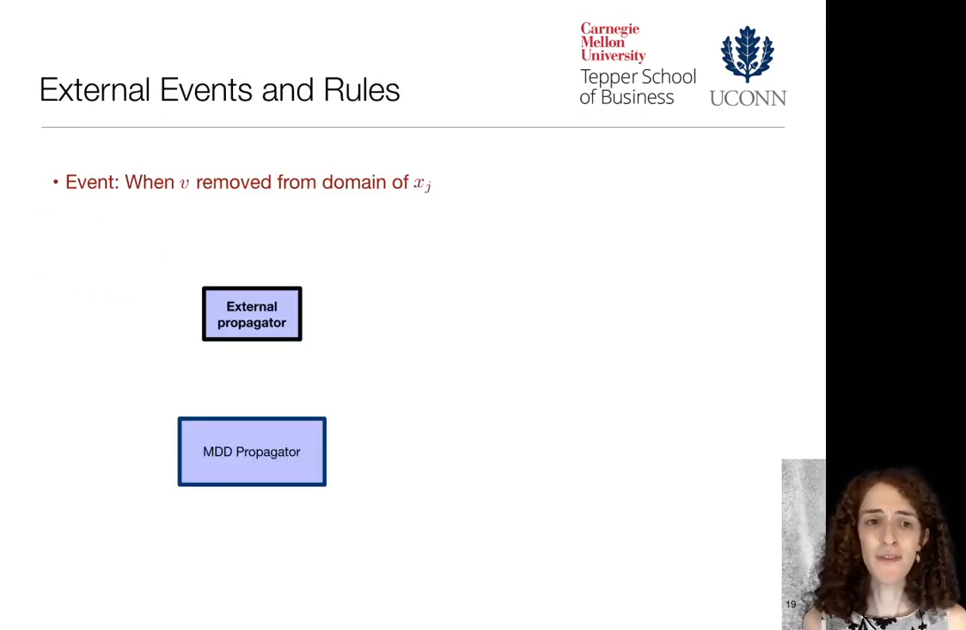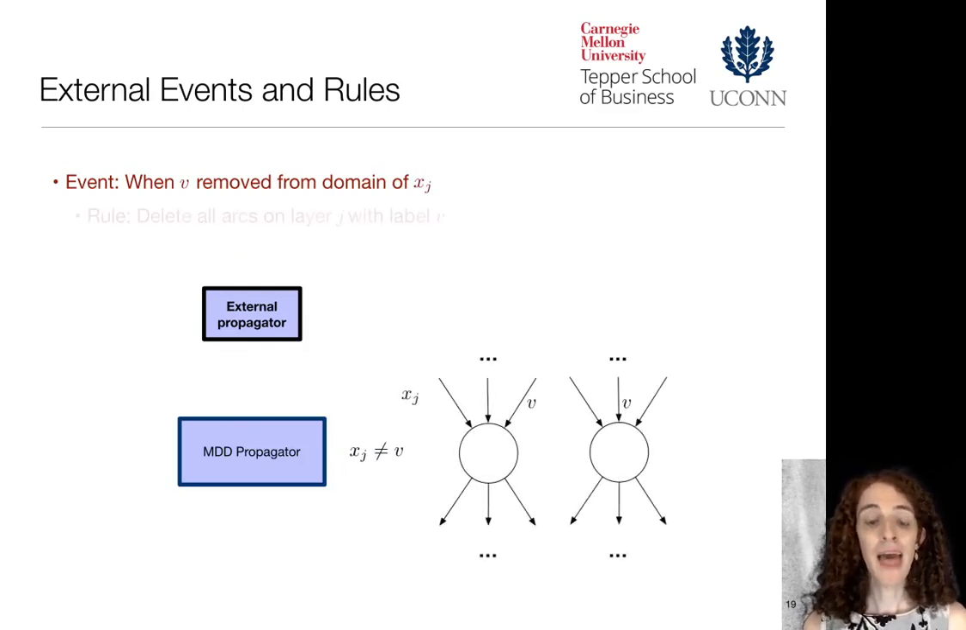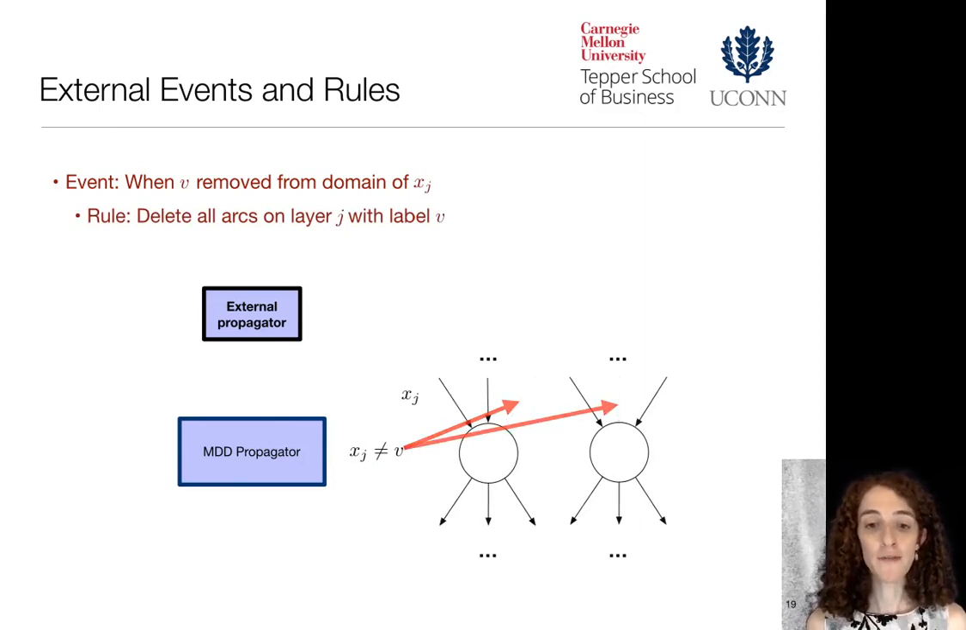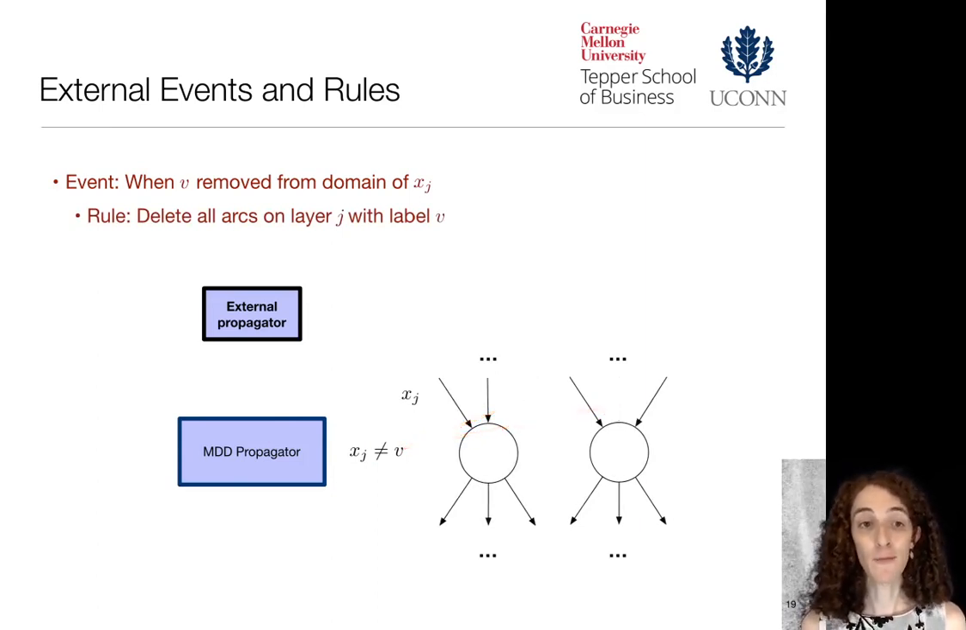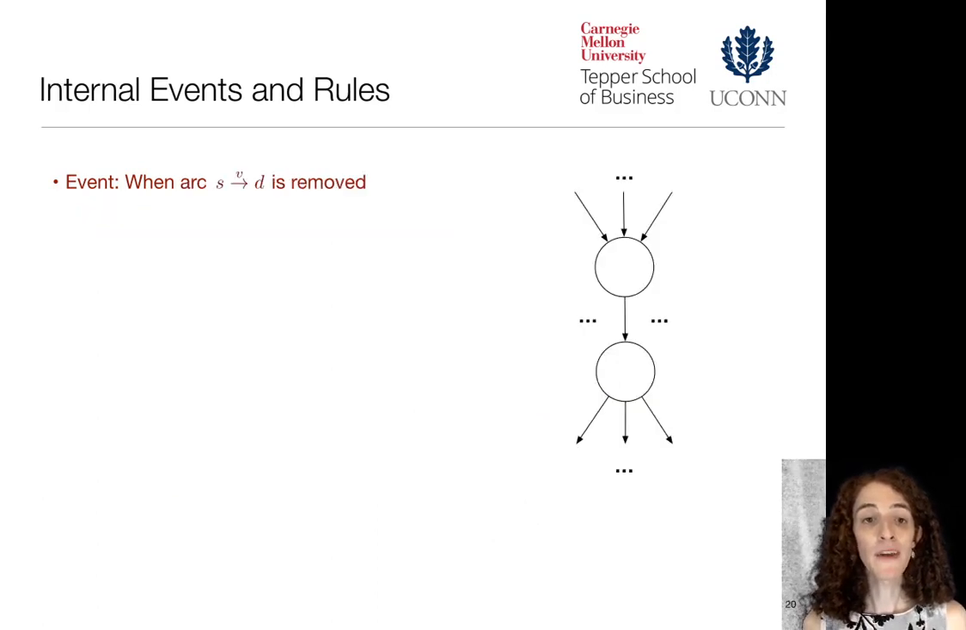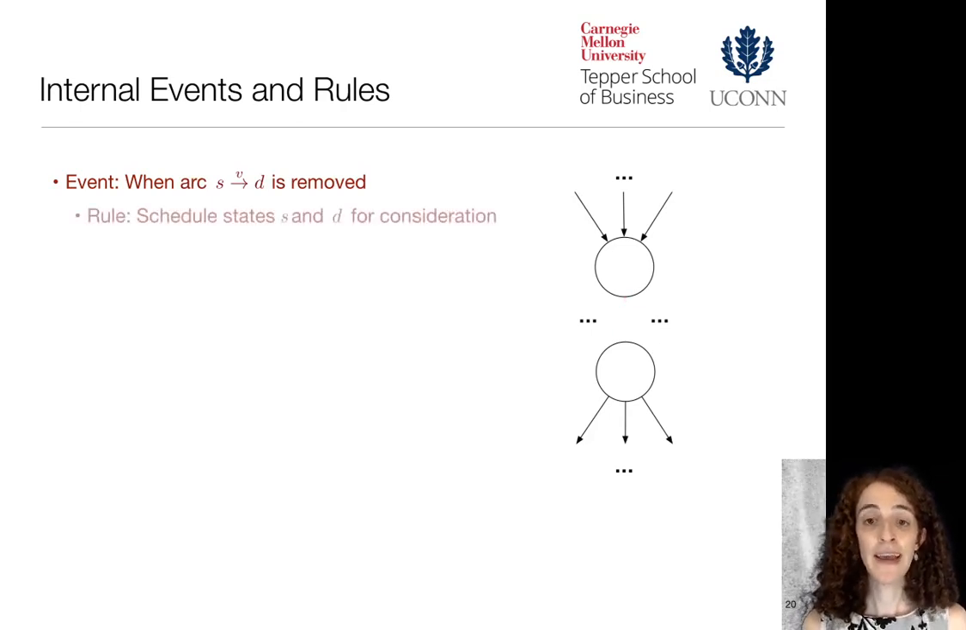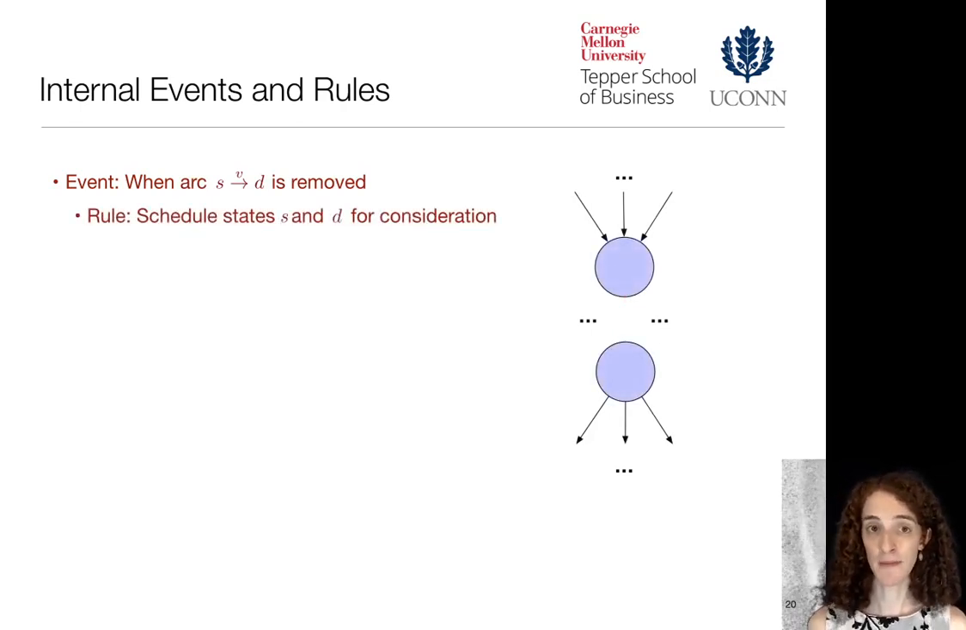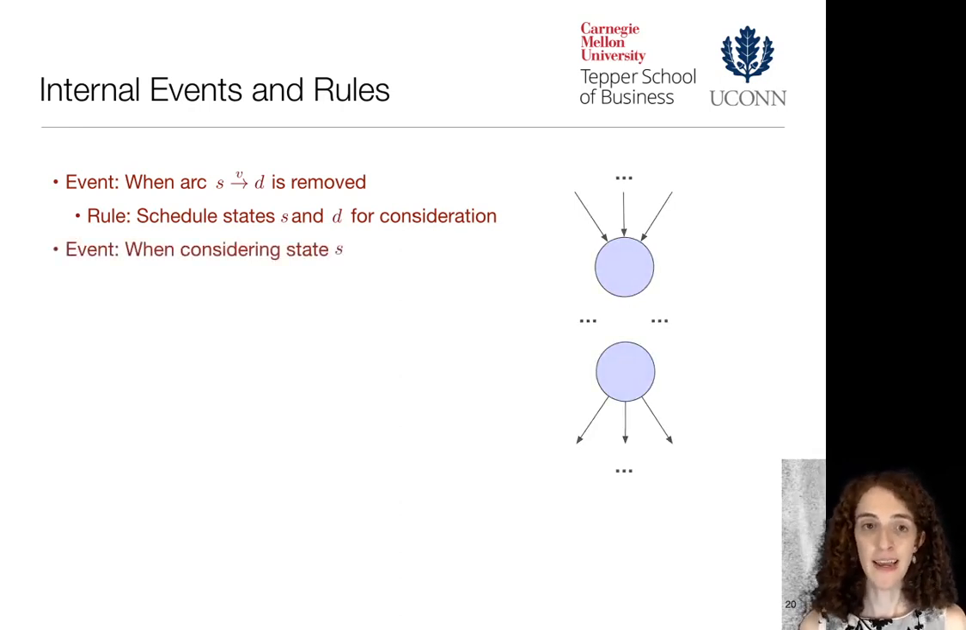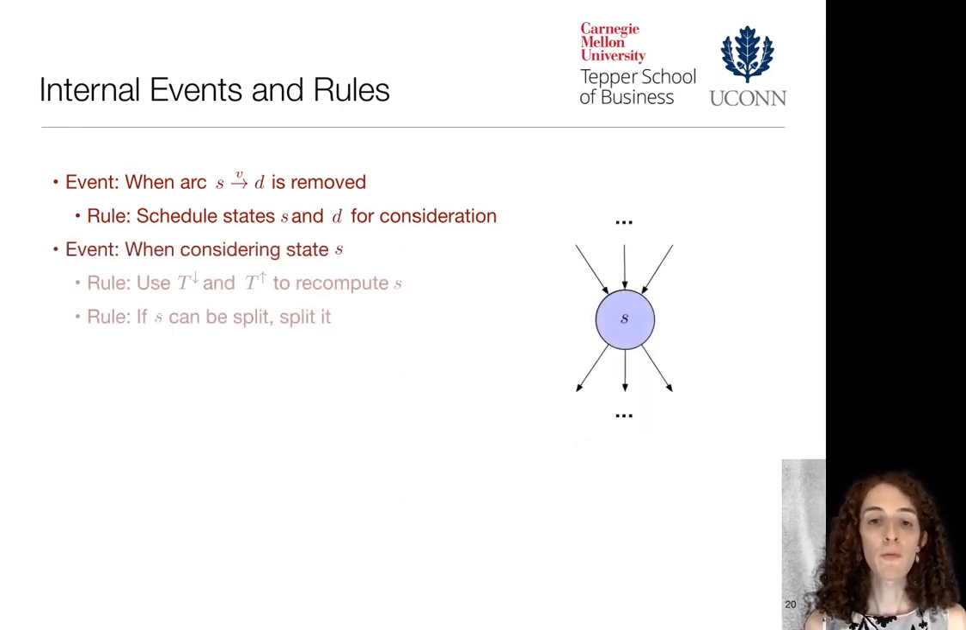Well, let's say an external event would tell our MDD propagator that a value has been removed from a domain of a variable. The MDD propagator would parse that and use it to remove arcs from the MDD that violate that rule. That would then trigger an internal event. It would trigger that an arc has been removed, which means we want to schedule the parent and child of that arc for consideration. When we're considering this state, we want to recompute its value.